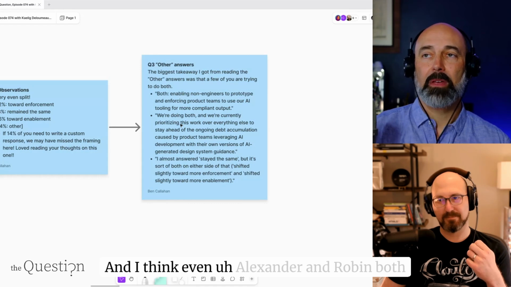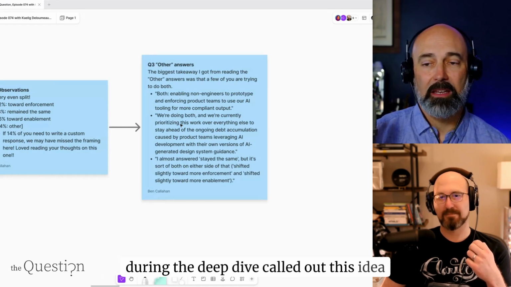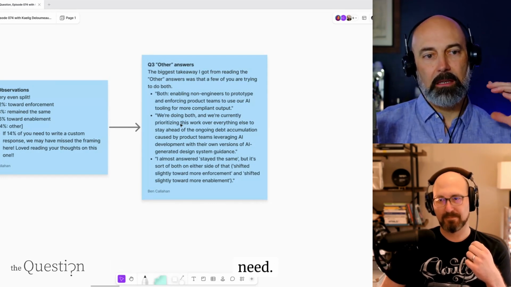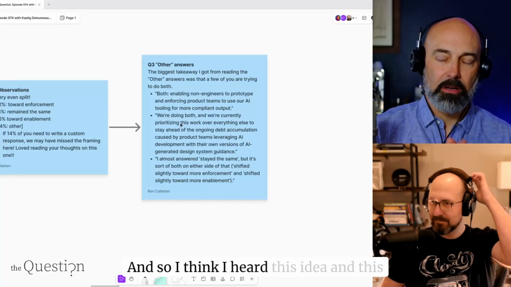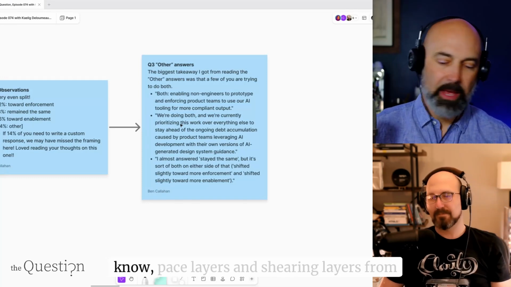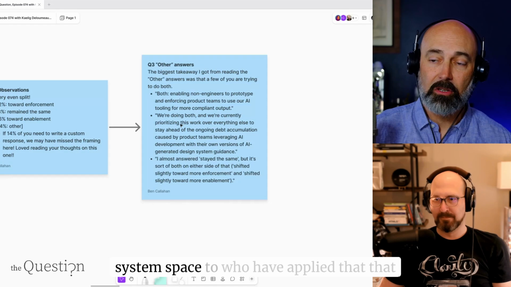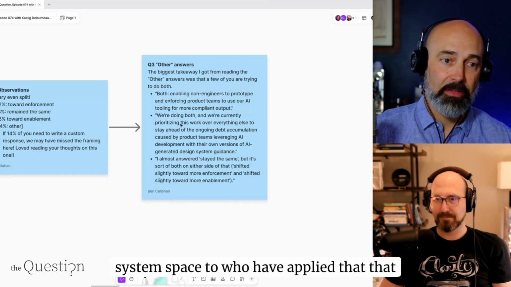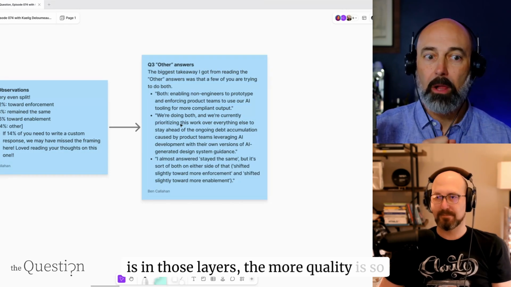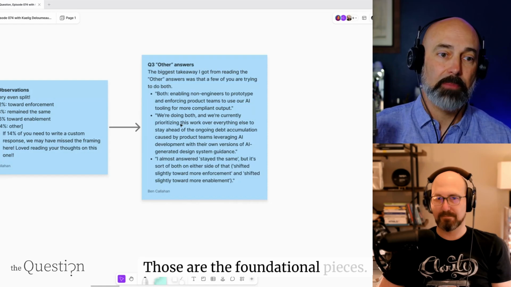I think even Alexander and Robin both during the deep dive called out this idea that at different layers of my system, I need different things. And this aligns with a lot of what we know about pace layers and shearing layers from Stewart Brand and others in the design system space who have applied that thinking, right? The lower something is in those layers, the more quality is so important, and we have to be so much more careful. Those are the foundational pieces.